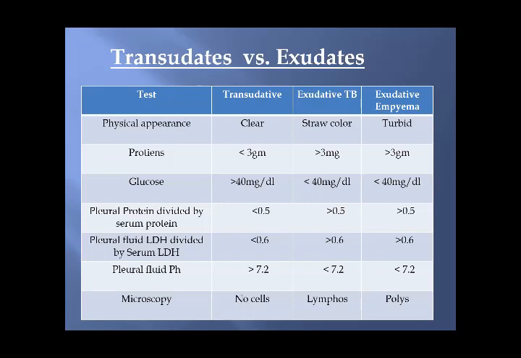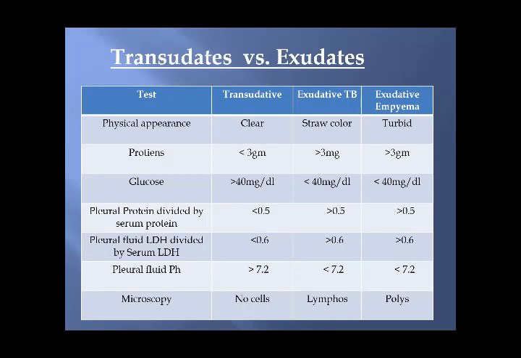Pleural protein divided by serum protein, if we compare both of these, it is less than 0.5 in case of transudative and more than 0.5 in case of exudative.